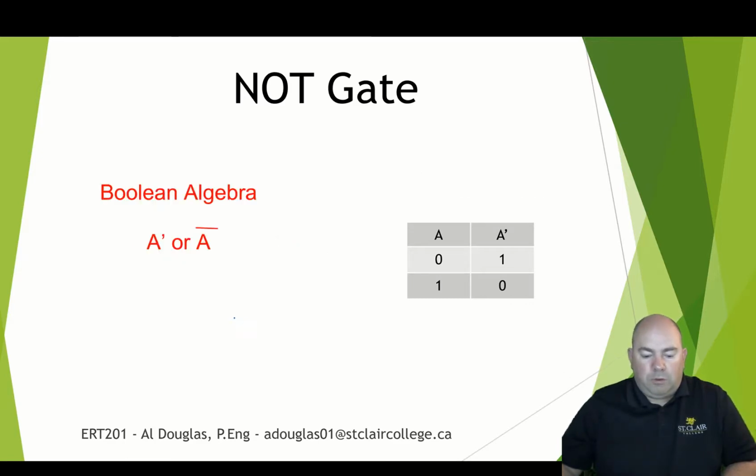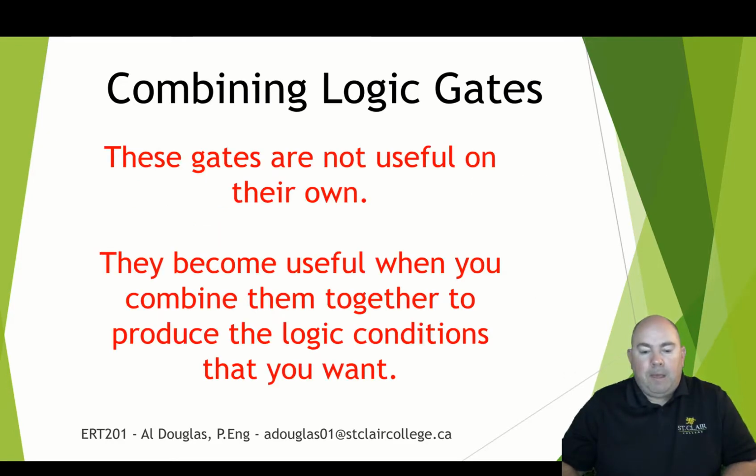And the Boolean expression for that, the one we commonly use, is just a bar. We call this bar, putting a line over top of it. That just means the opposite of A. So these gates are not useful on their own. They are useful when we combine them together to create logic circuits that perform a task that we actually want them to do.